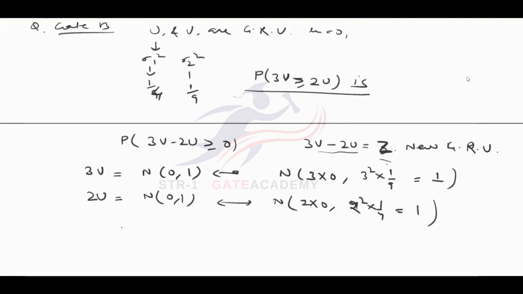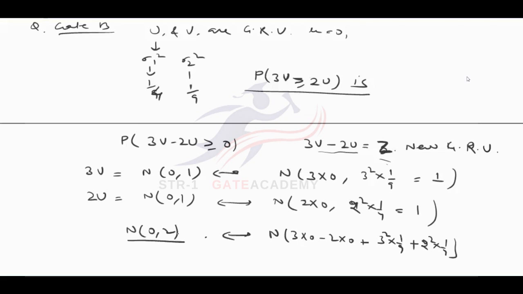Now we want to subtract these two Gaussian pulses. By subtraction we get N(0, 2). How is it possible? The new mean is 3 into 0 minus 2 into 0, and the new variance is 3 square 1 by 9 plus 2 square 1 by 4. It means the new variance is 2, the new mean is 0. And in this condition, this is a Gaussian pulse.